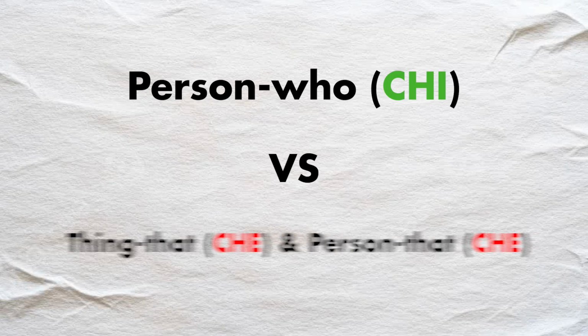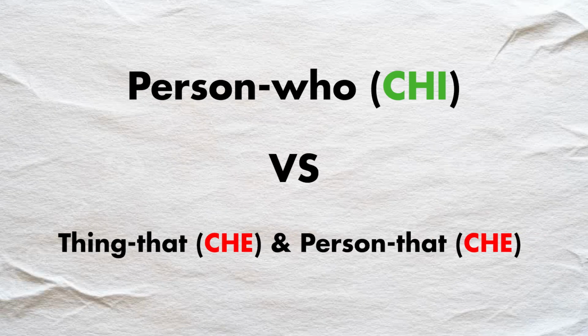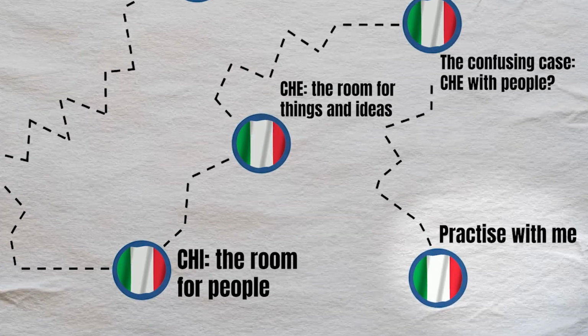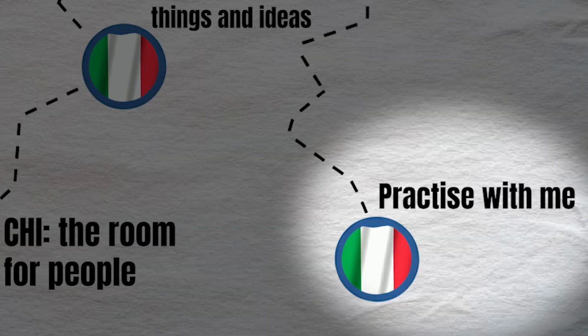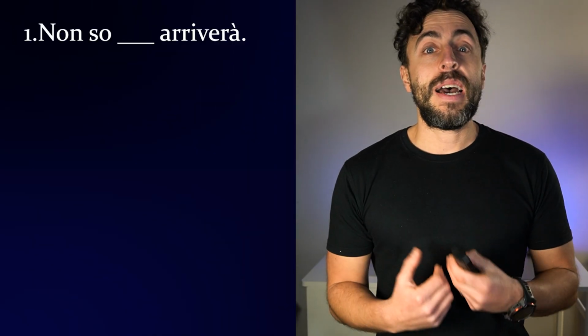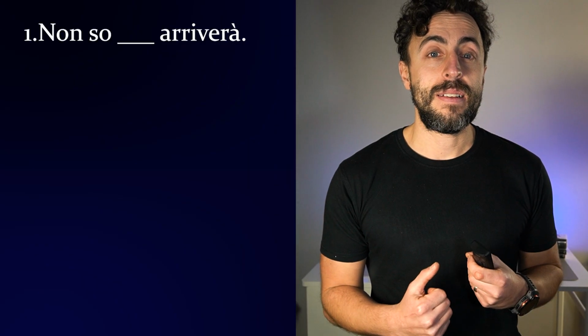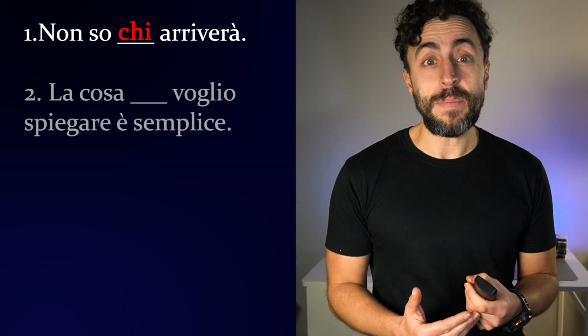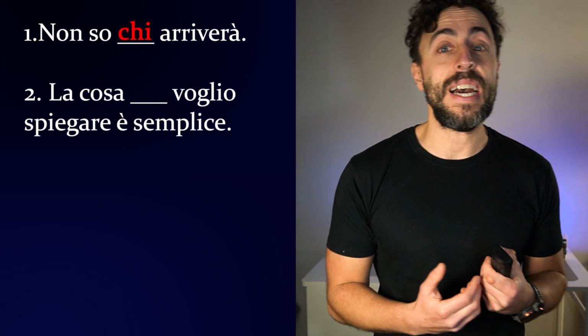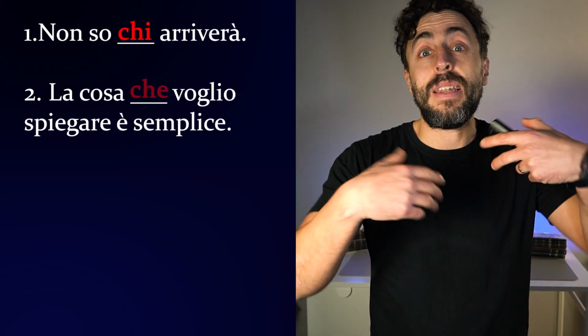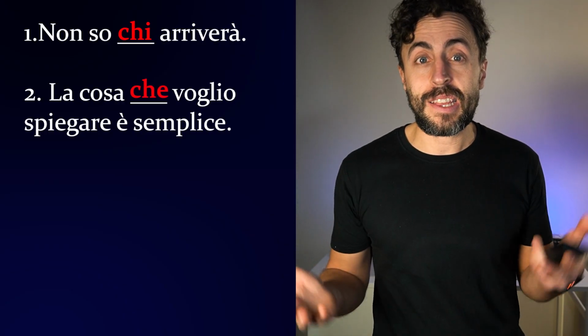That is why chi feels easy at first, but che sneaks in and confuses everyone. Once you switch your thinking to person who, chi, versus thing that, che, and person that, che in relative clauses, your Italian stops collapsing mid-sentence. Now, your turn. Fill in the blanks with chi or che. Number one, non so ... arriverà. Non so chi arriverà. Number two, la cosa ... voglio spiegare è semplice. La cosa che voglio spiegare è semplice.